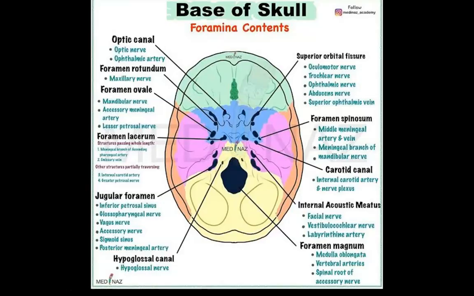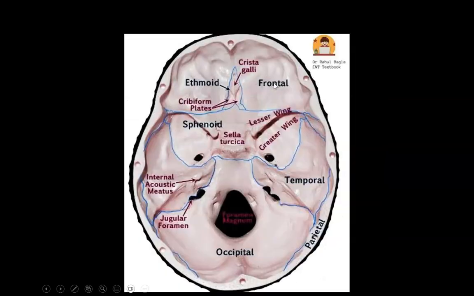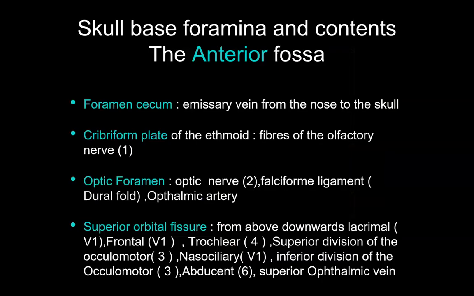Internal structures and foramina. You will see in this diagram too many details, but it's not that difficult. If you divide the base into anterior, middle, and posterior fossae, you can easily grasp them. It's not difficult. Another view, many details. We'll start with the anterior fossa. Each fossa has foramina and structures.